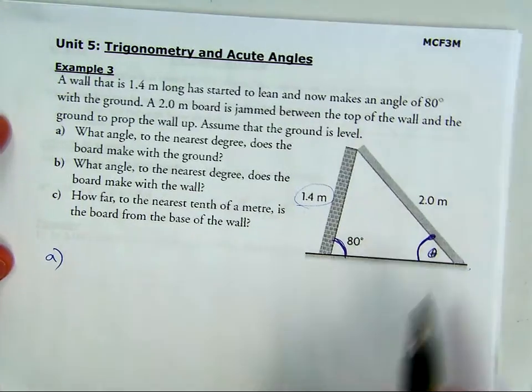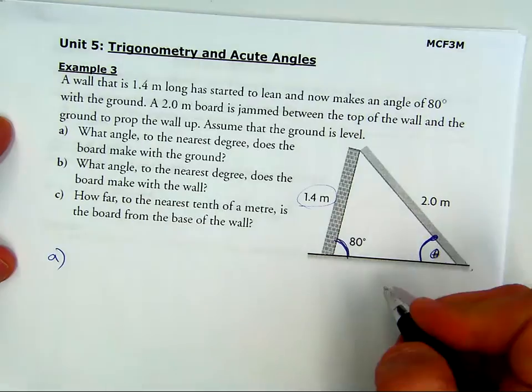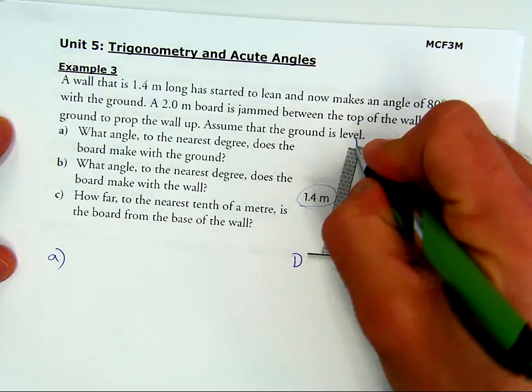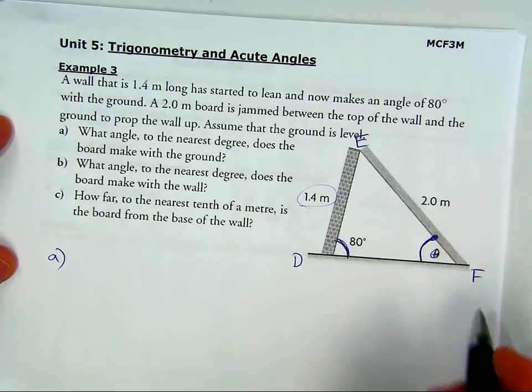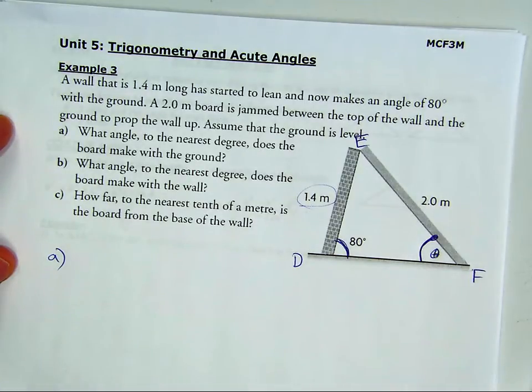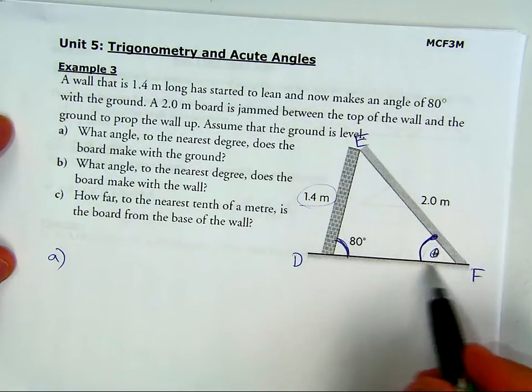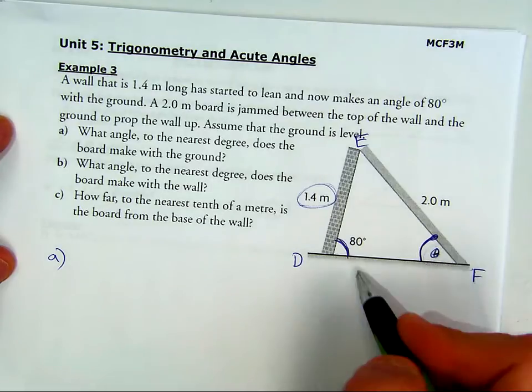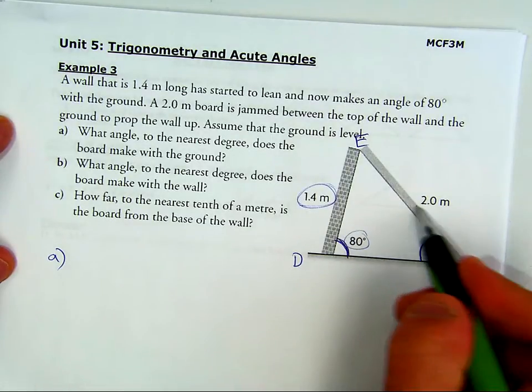So let's just label this. It doesn't matter what we label it. We can call it DEF, for instance. So triangle DEF. According to this, I'm going to find angle F. I'm trying to find this angle. I have this side, I have this angle, and I have this side.